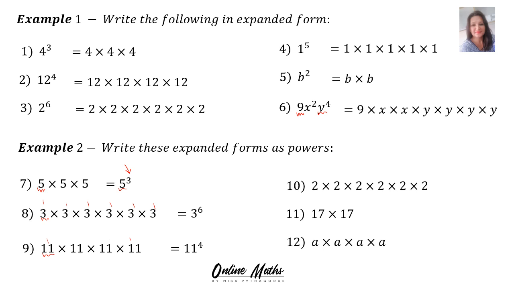Number 10, the base is 2. And how many 2s are there? 1, 2, 3, 4, 5, 6. Therefore, number 10 is 2 to the power of 6. Number 11, the base is 17 and there's 2 of them. Therefore, it's 17 to the power of 2.